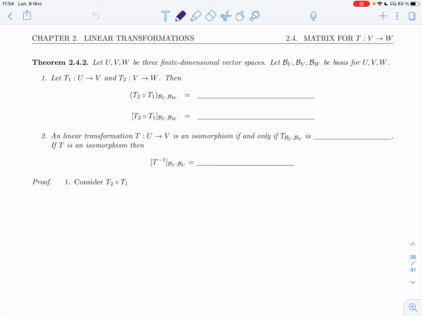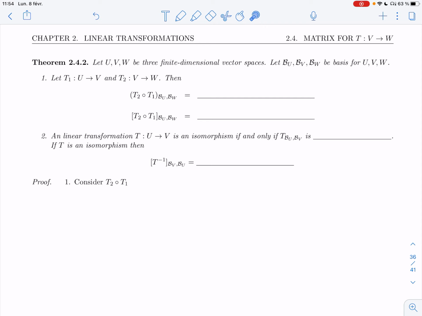Hello everybody and welcome back to this video. In this video we'll be looking at Theorem 2.4.2. We'll be looking at how composition of linear transformations translates to product on the matrix side.